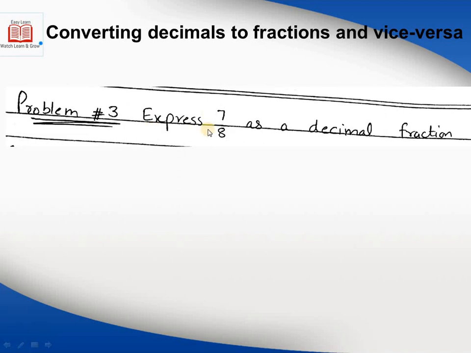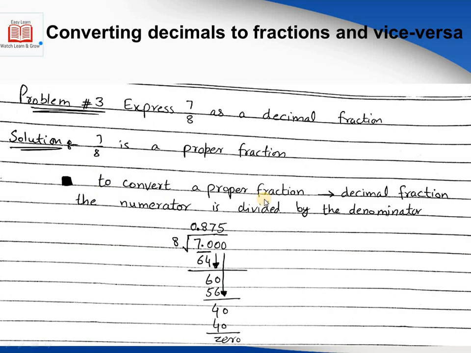This is another example. Express 7 by 8 as a decimal fraction. This is the reverse case, when we are going to represent a proper fraction as a decimal fraction. To convert a proper fraction to a decimal fraction, the numerator is divided by the denominator, a simple division. But just to recap the previous concepts, I'm going to explain how this division takes place.